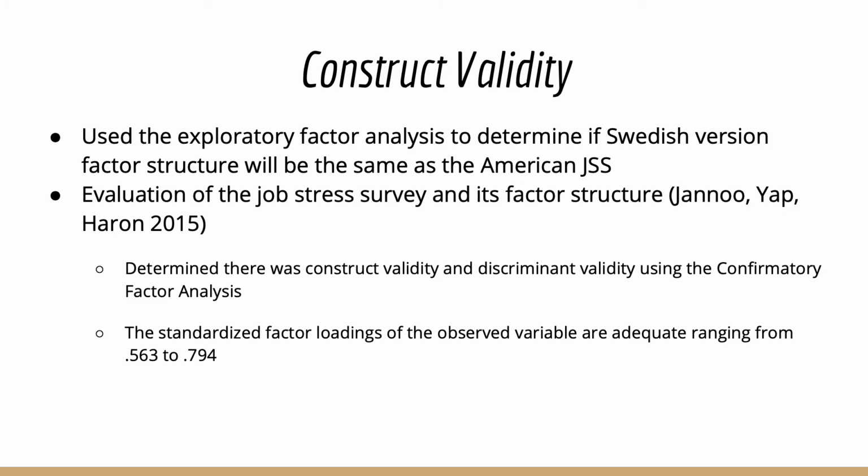So the Swedish version used the exploratory factor analysis, which is the same as the American job stress survey. And the confirmatory factor analysis is used to see if there is empirical support for the theoretical factor structure. And the article evaluation of the job stress survey and its factor structure determined there was construct validity and discriminant validity using the confirmatory factor analysis. And the data that they found was the standardized factor loadings of the observed variable are adequate, ranging from 0.563 to 0.794, which means that there was construct validity because it was in that range.